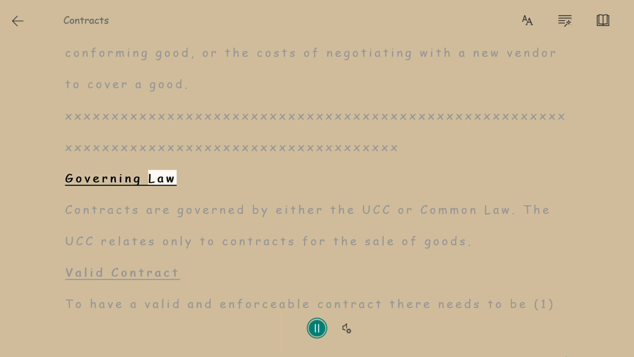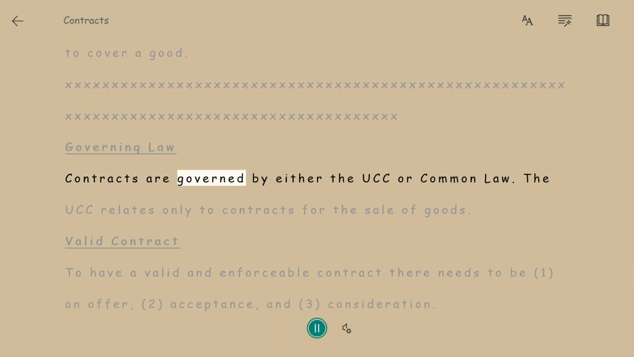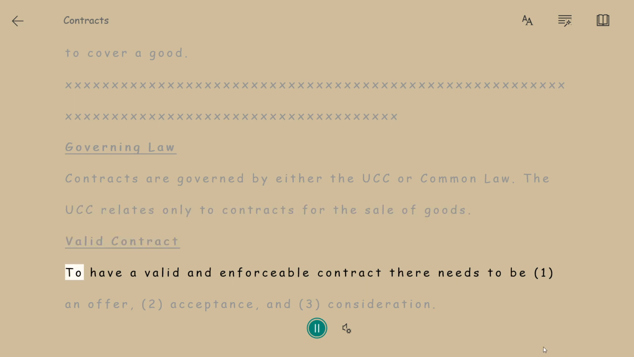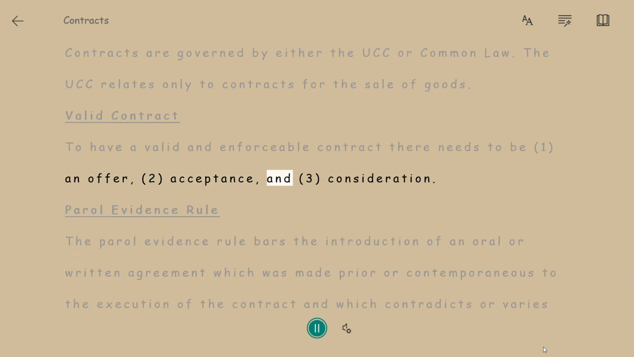Governing law. Contracts are governed by either the UCC or common law. The UCC relates only to contracts for the sale of goods. Valid contract. To have a valid and enforceable contract, there needs to be 1. An offer, 2. Acceptance, and 3. Consideration.